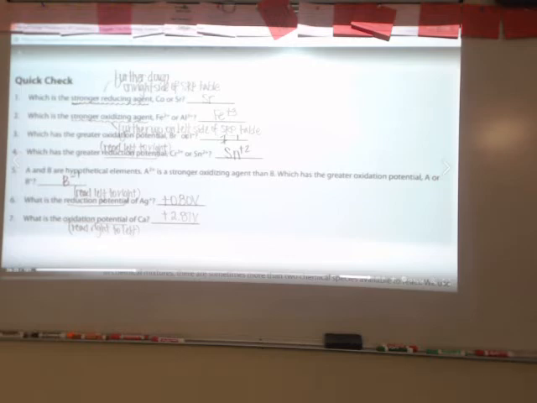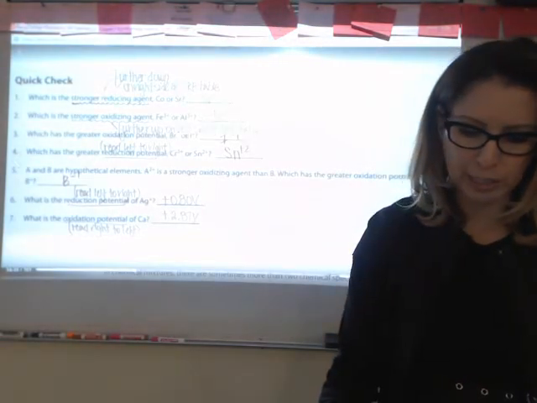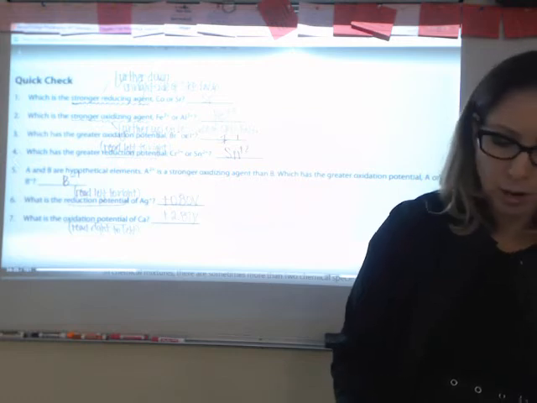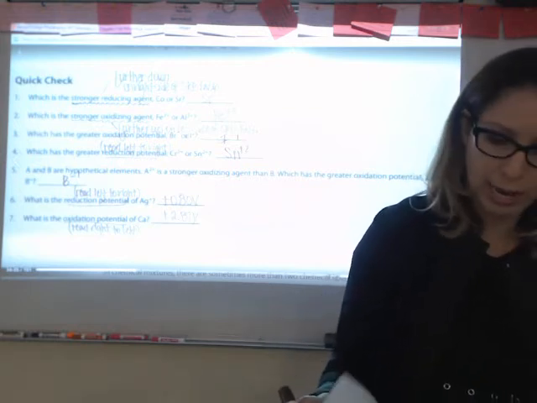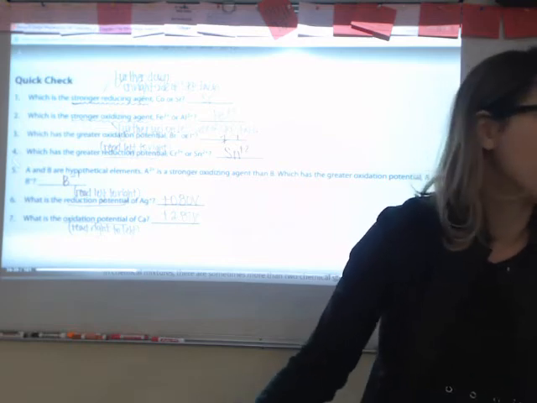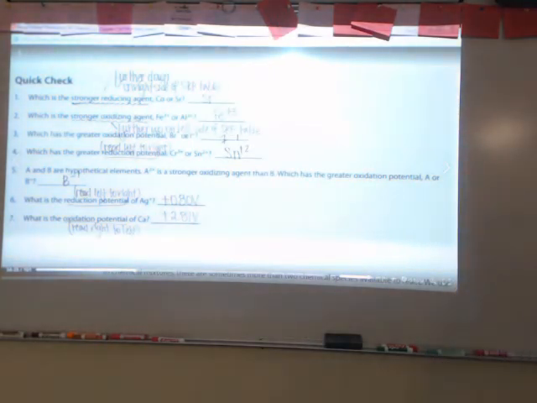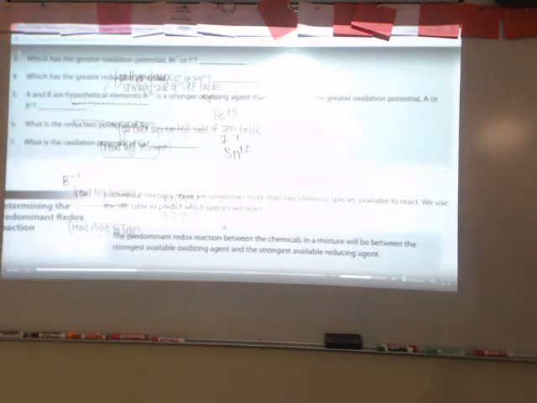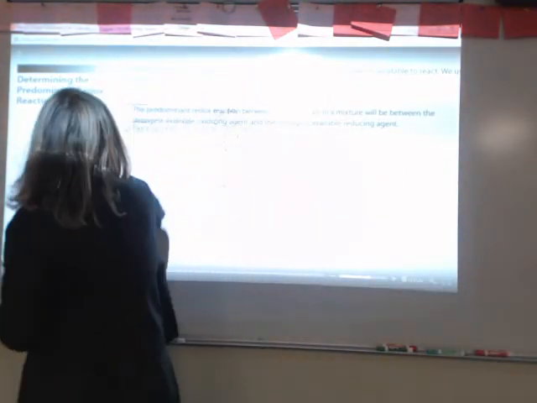Okay, we only have one more thing to do and then we're done. So we're going to take a look at determining the predominant redox reaction. We're actually not going to do the redox titration section. So the very last little section, you can cross that out. No redox titrations. I know you get great joy crossing things out in the book. Okay. All right. So determining the predominant redox reaction.